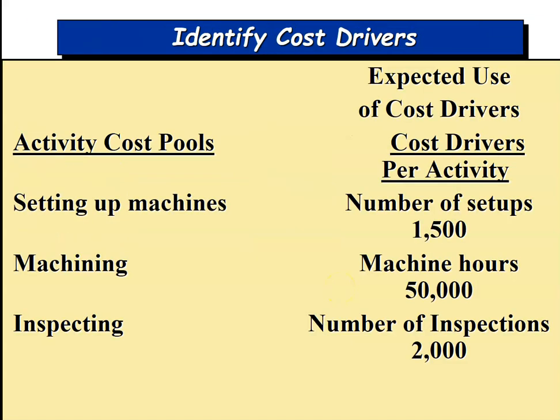Further information. We estimate expected cost driver activity is that we're going to set up machines 1,500 times over the course of the year. Over the course of the year, we're going to have machining hours totaling 50,000. This is again an estimate. And we estimate that we're going to have 2,000 inspections over the course of the year.